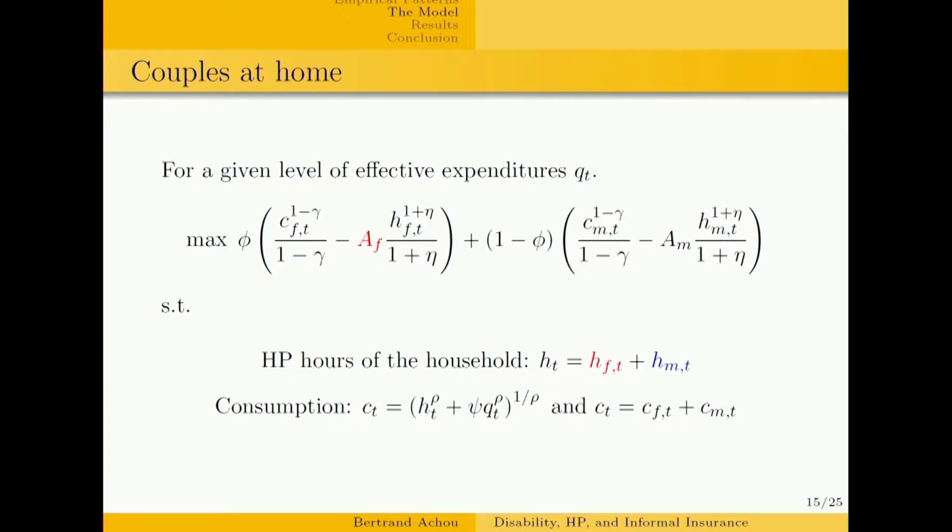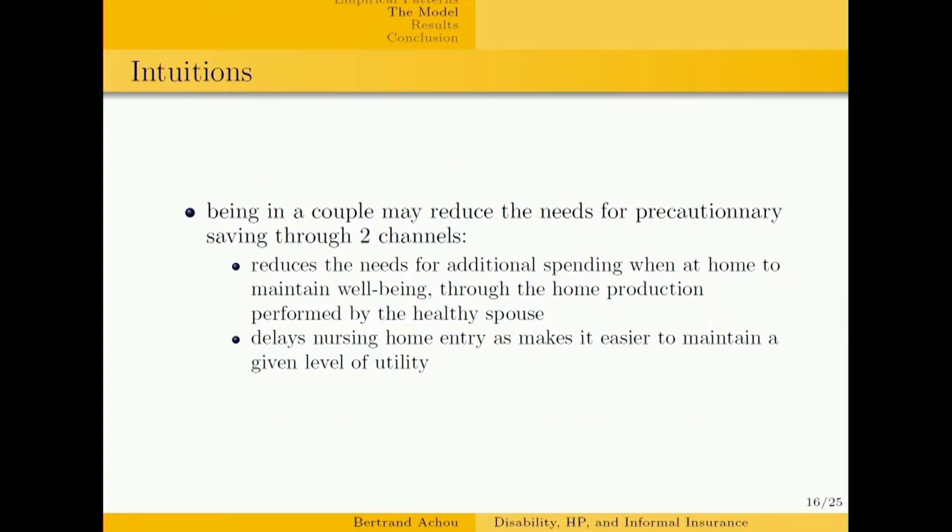You allocate your savings through time, taking into account your probability of survival and your probability of being sick in the future. So this is totally standard afterwards. So this is really the main part of the model. To summarize what we have here, being in a couple may actually reduce the needs for precautionary savings through two channels.